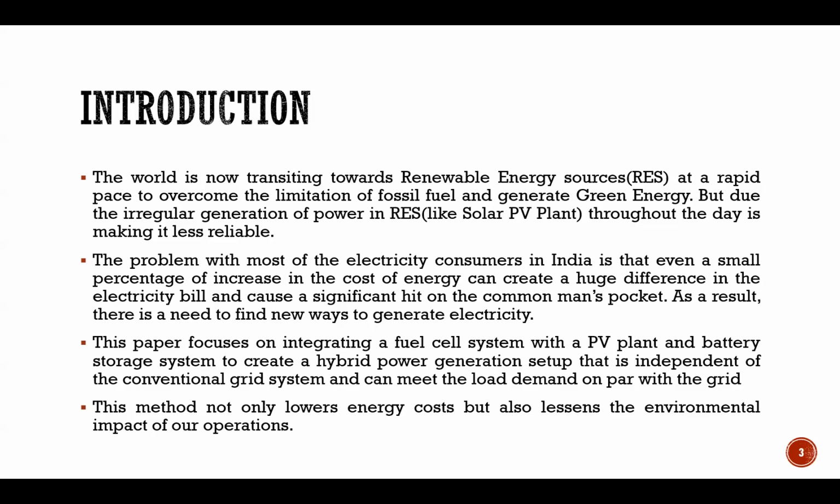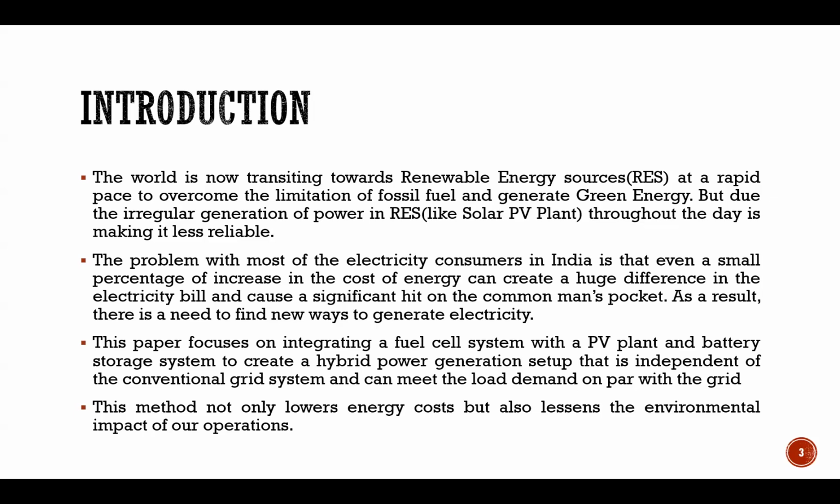But there was a very big disadvantage of renewable energy systems, because they consist of major renewable energy sources such as solar PV plants and wind energy systems, but both of them have a large drawback. That is, they are both intermittent in nature. That means they are not available continuously throughout the time.